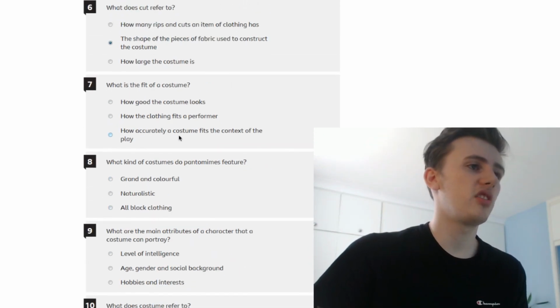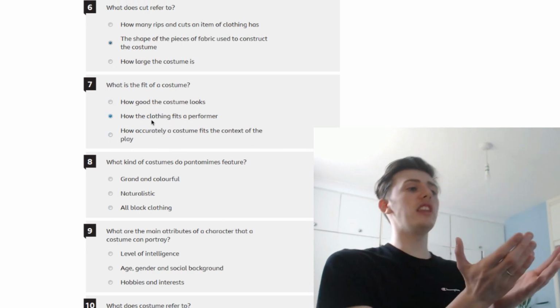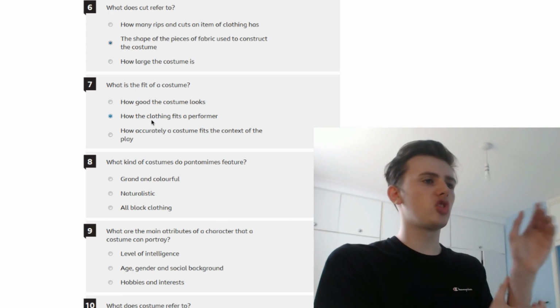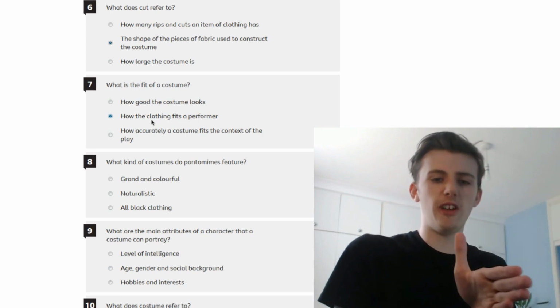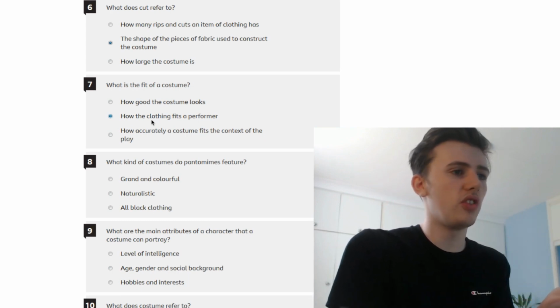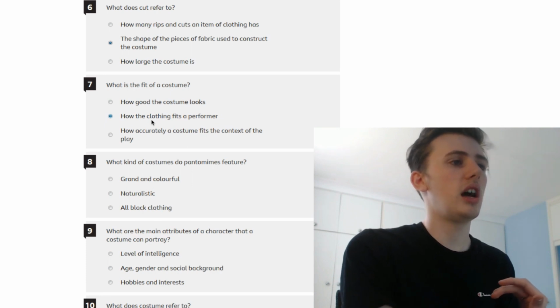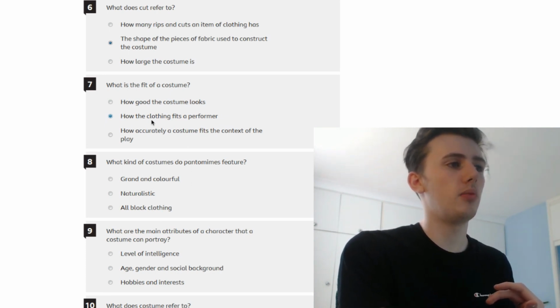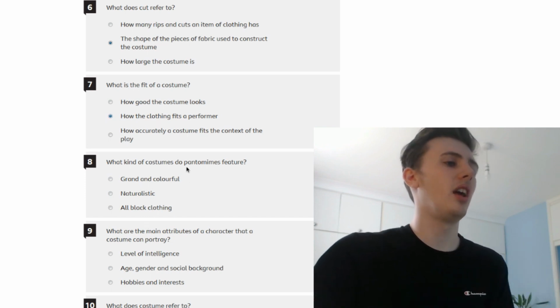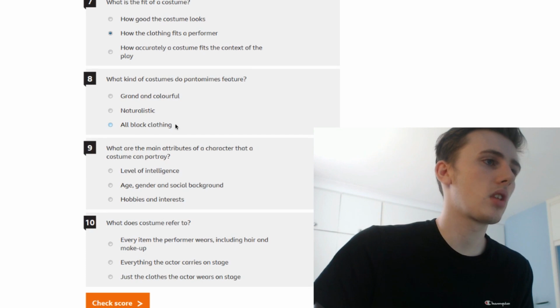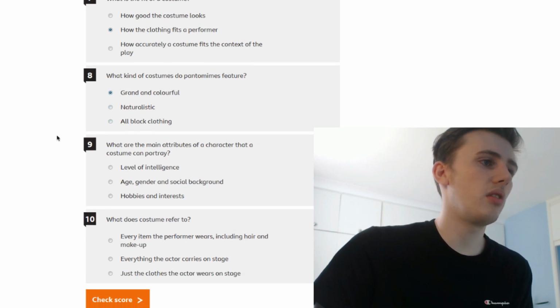What is the fit? Oh God. Couldn't this mean multiple things? Am I going crazy here? Does the costume fit, and does it fit the character you're trying to play? It could mean both, couldn't it? How good the costume looks. How the clothing fits a performer. It's got to be that one. What kind of costumes do pantomimes feature? Grand and colourful. Yeah, I know that one.